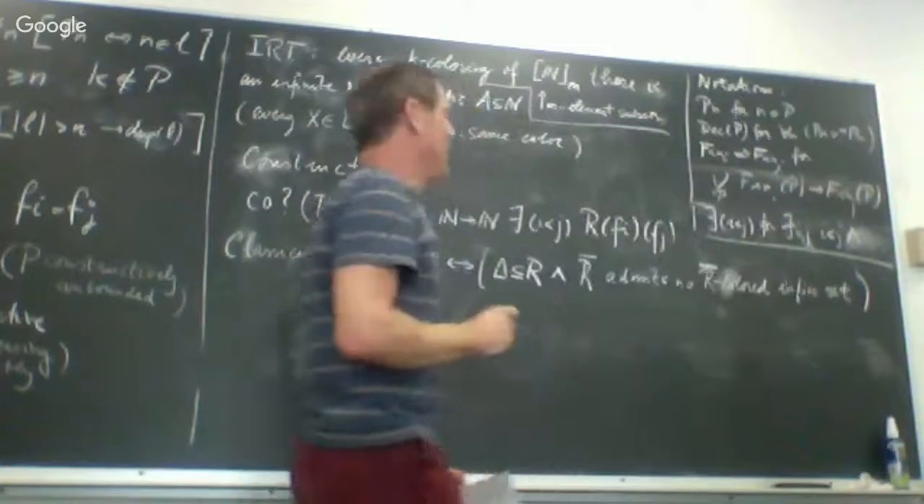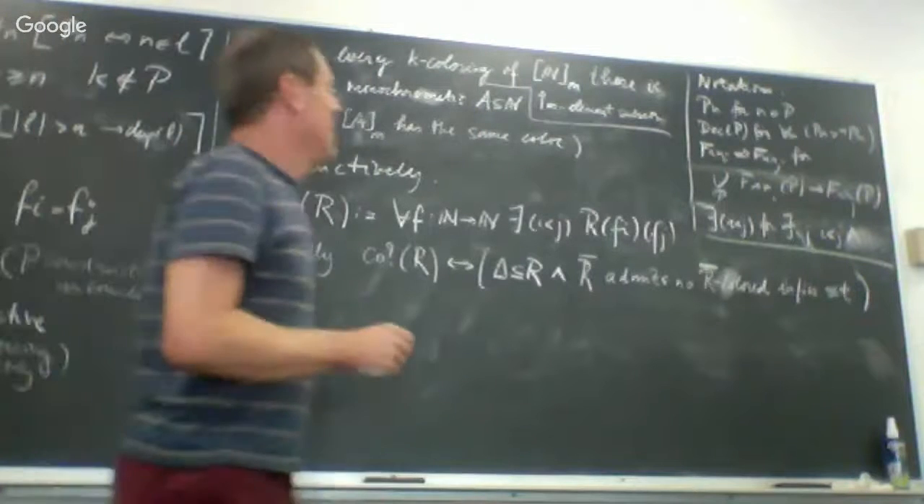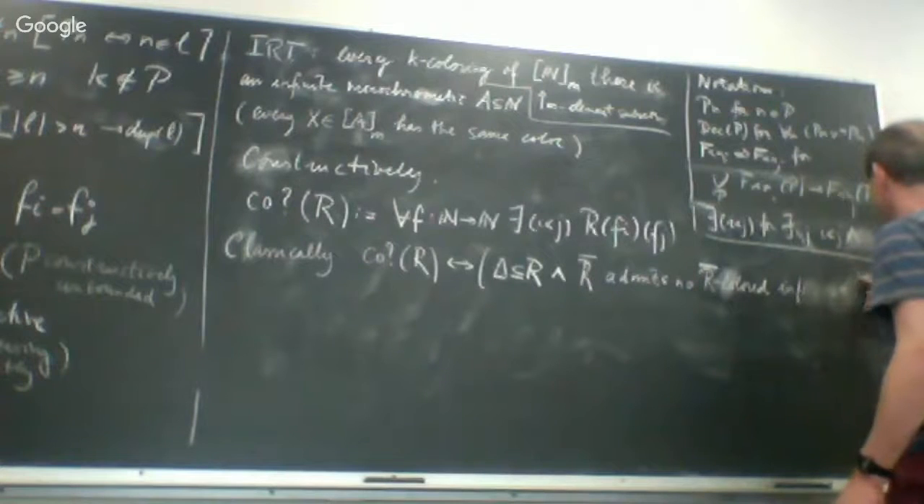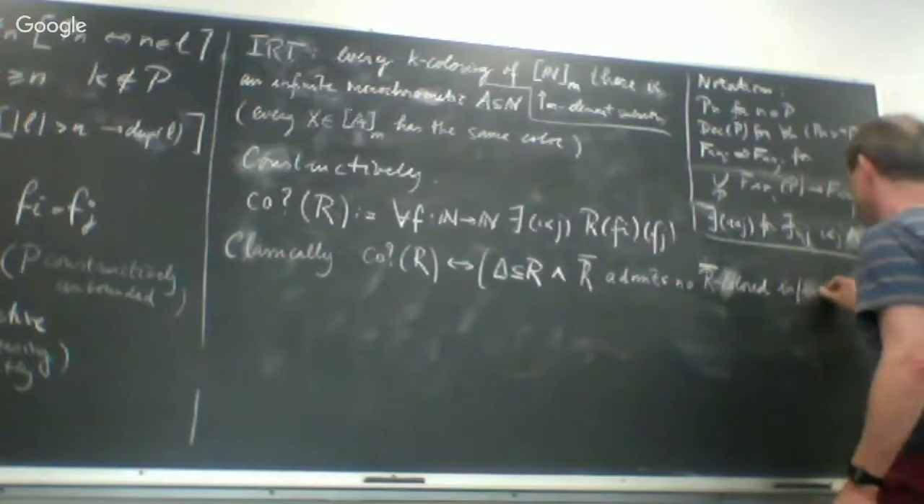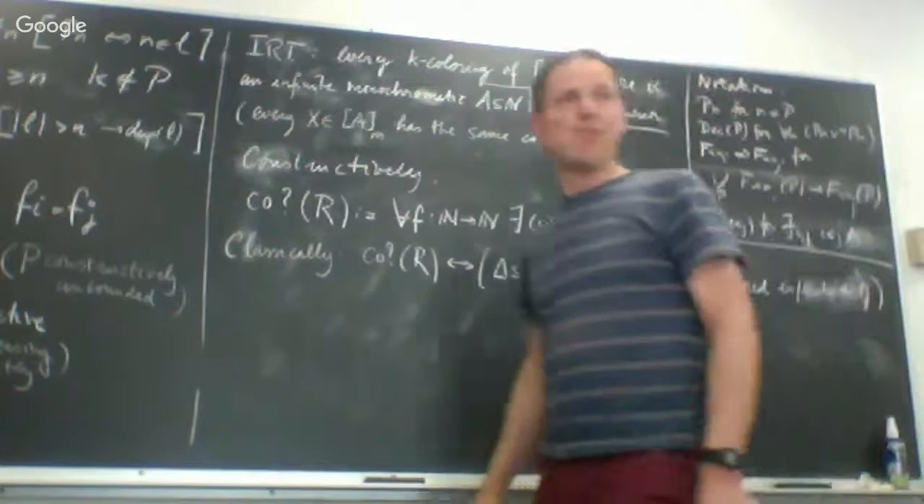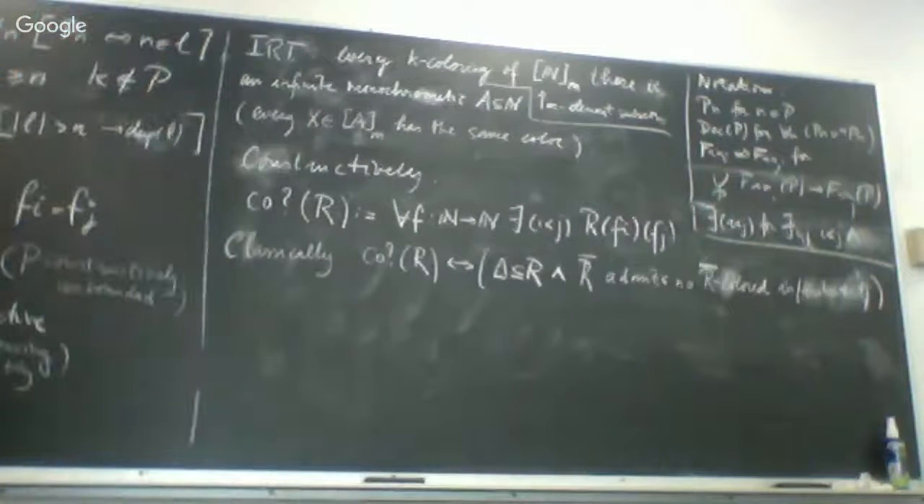I don't quite get it. What is, for a relation S, say, an S-colored set? It is a set in which every pair of elements is in S. That's helpful. So the right-hand side says there's no infinite set colored by the R-complement. That's what you mean by admits no.